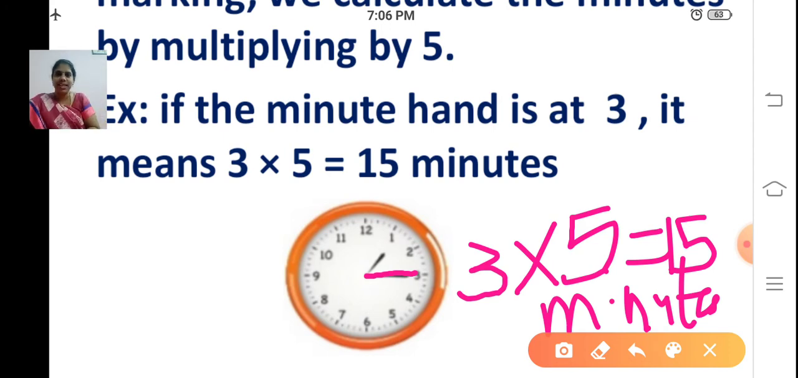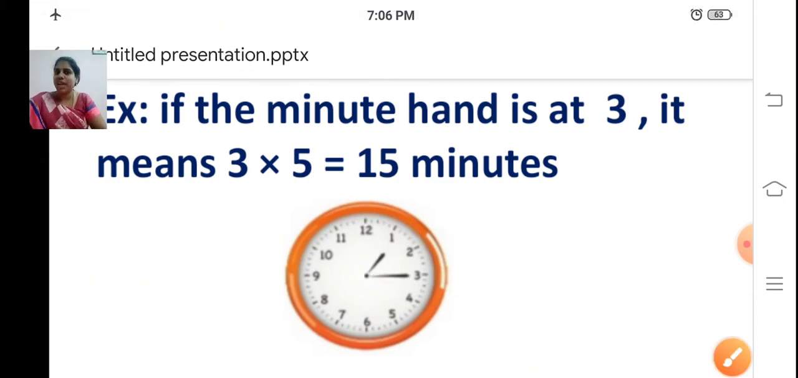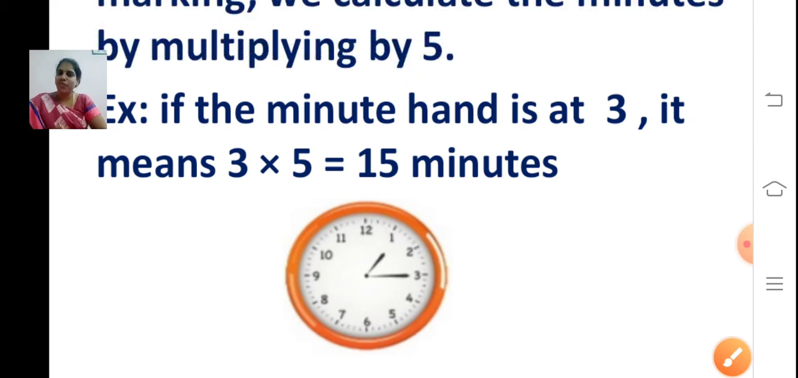Just see, how will you say the time now? The smaller hand is at 1, so the hour is 1. And where is the minute hand? It is at 3. Then how many minutes? 3 into 5, 15 minutes. As we have small markings, from here to here, 5, 10, 15. So totally 15 minutes. So now the time, just see the clock, is 1 hour, 15 minutes.